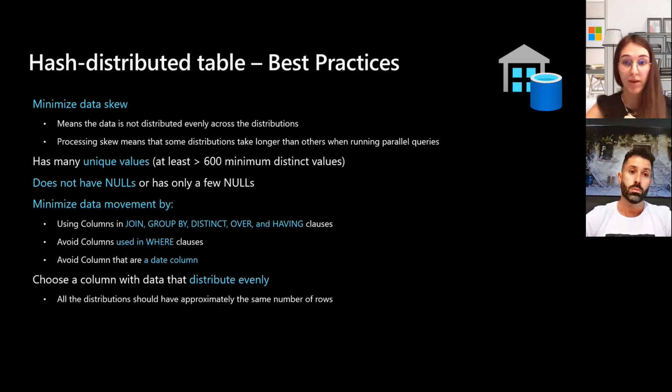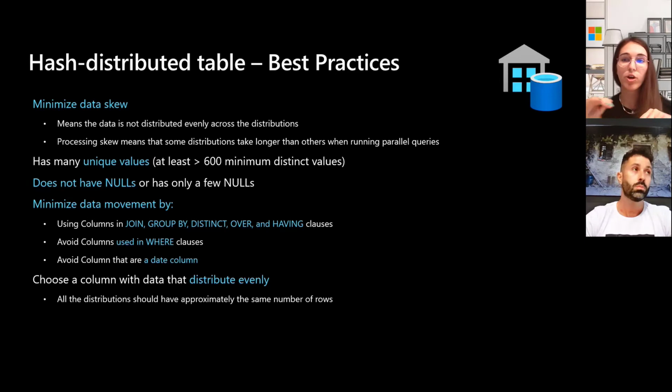It should be minimized at max because data skew means you have an uneven distribution of rows across the 60 distributions. In order to avoid this, you have to pick a column that has more than 60 options. So imagine you pick a column for hash distributing the data that has 50 values. For example, the states of the United States of America.